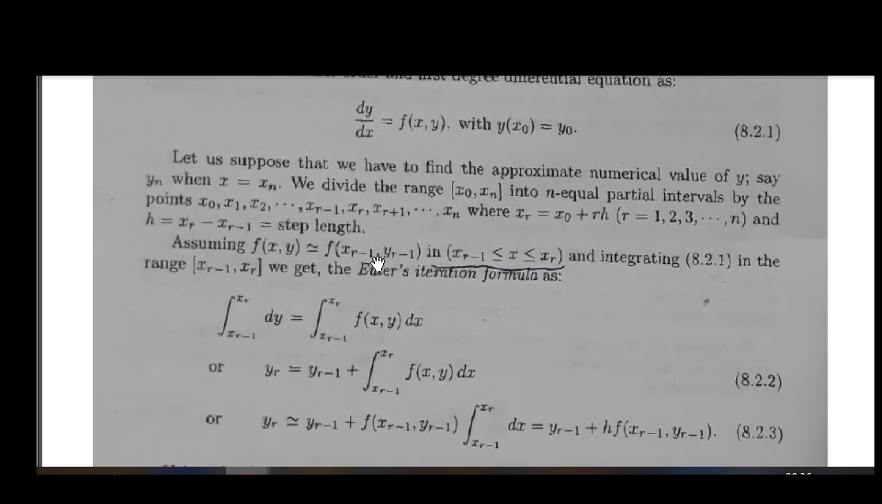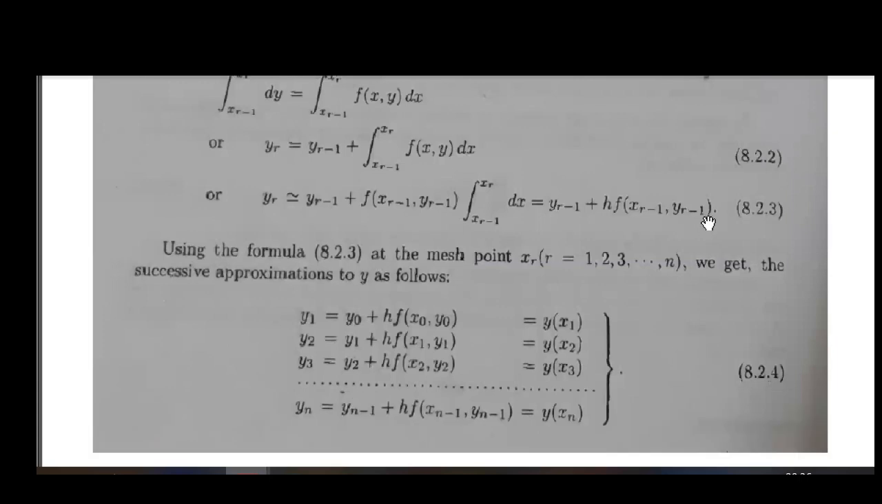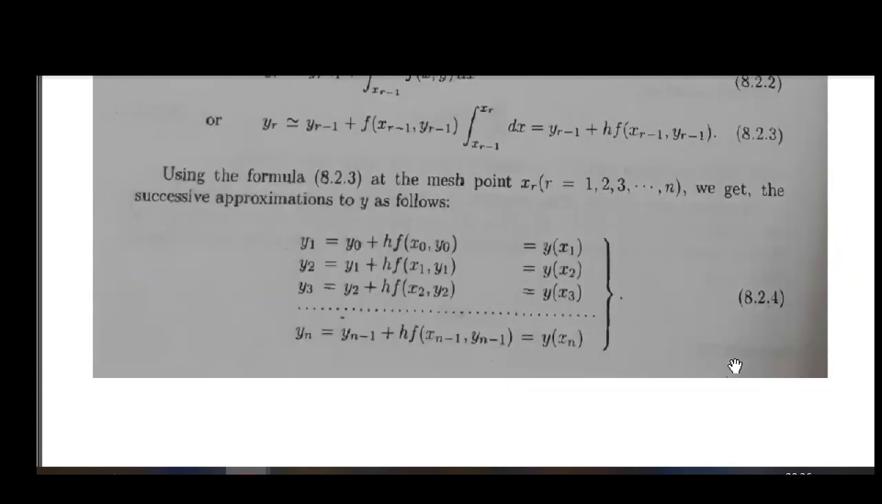Okay, so this is the iteration formula under Euler's method. So you just put r equal to 0, 1 to n. For r equal to 1, you are getting y1. y1 means y at the point x1. y2 means y at the point x2, and likewise. So yn ultimately you are getting. So you are getting the value of y at every specific point of the range of the solution. So you are getting the solution, numerically. Okay, so this is Euler's method.